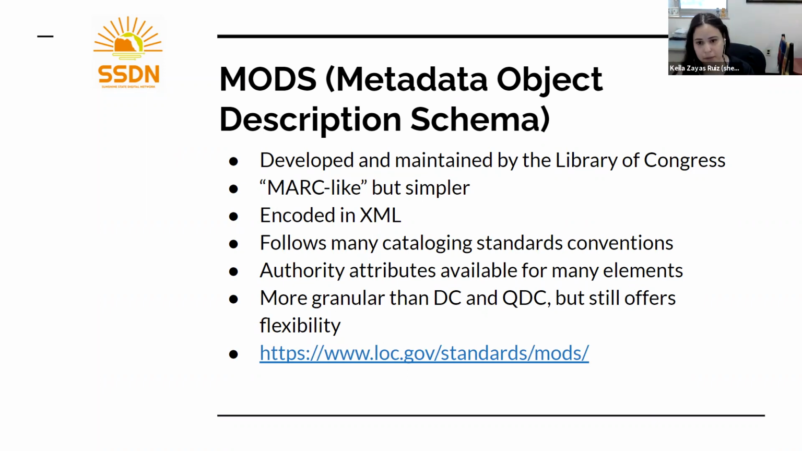It's also encoded in XML, like Dublin Core can be, but it doesn't have as many other encoding options as Dublin Core. It follows many of the cataloging standards and conventions, and it allows for authority attributes in a lot of its elements. It's more granular than Dublin Core and qualified Dublin Core, but it still offers a lot of flexibility in that granularity. You have a lot of options when it comes to where you want something or how you want to attribute something in MODS. And again, there's that link to the Library of Congress standards.